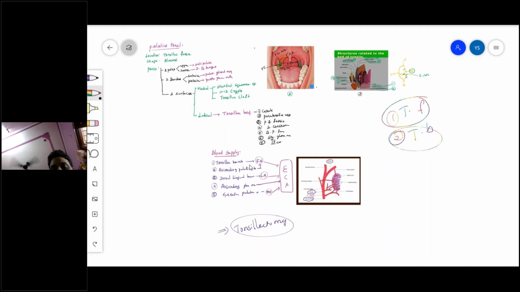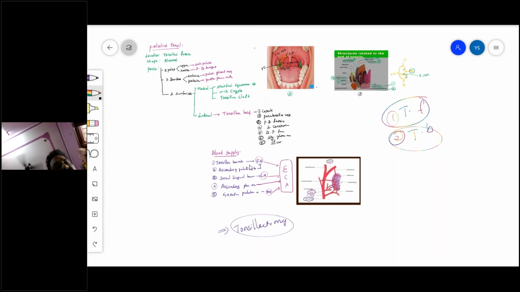The most important structure clinically at the tonsillar bed is the paratonsillar vein. During surgery, we have to ligate that vein to avoid bleeding. And I told you the blood supply of the palatine tonsil, venous drainage into the pharyngeal plexus, and nerve supply mainly from the glossopharyngeal nerve and greater palatine nerve. So this is about the palatine tonsil.